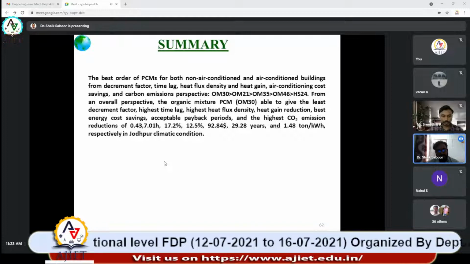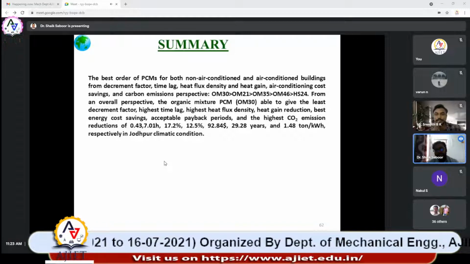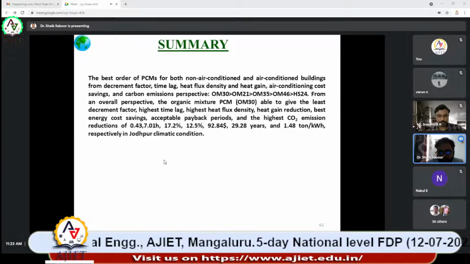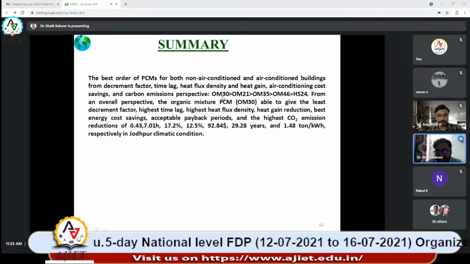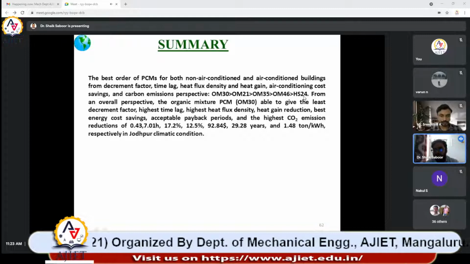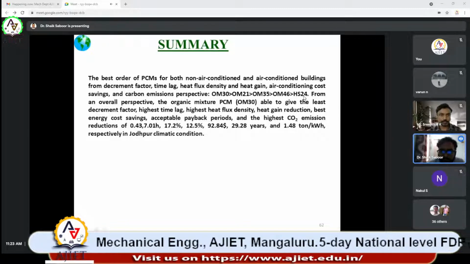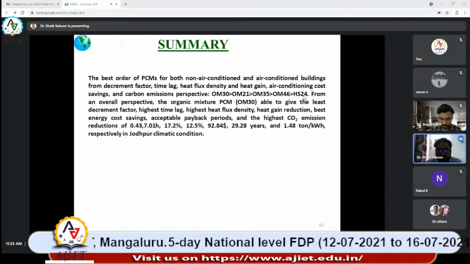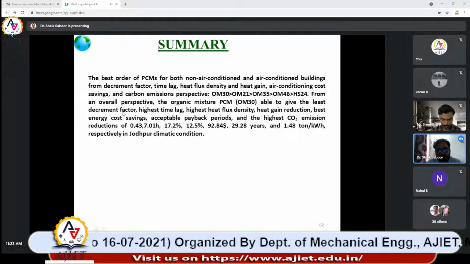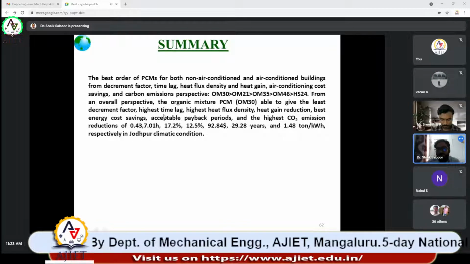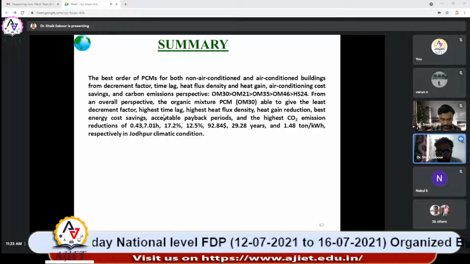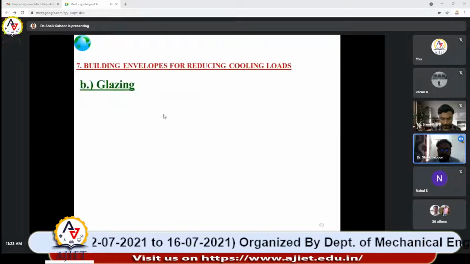So the summary of this particular thing: the best order of PCM for both non-air conditioned and air conditioned buildings, from all the parameters studied, you can arrange them from the best to worst. The best is OM30, okay, followed by OM21, OM35, OM46, and HS24 is the worst performing PCM in this particular study, okay. From an overall perspective, the organic mixture OM30 is found to be the best from the lowest decrement factor point of view, the highest time lag point of view, and also the energy saving, payback period, and highest carbon dioxide emission reduction point of view, okay. So this is the summary we have drawn, okay.